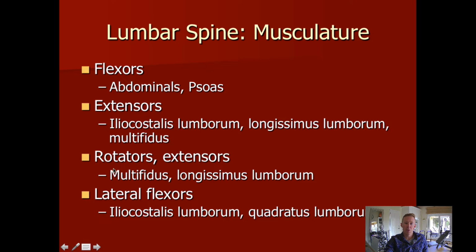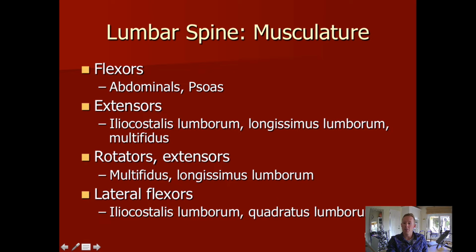Rotators and extensors, so muscles that contribute to rotation. Multifidus, a lot of these muscles on the back side of the spine, if they contract just on one side, will create rotation. The same with side bending or lateral flexion. If you take a muscle like iliocostalis lumborum, which is traditionally considered an extensor, if the right and left iliocostalis muscles contract, it will create spinal extension. If it only contracts on the right side, that will create side bend or lateral flexion.